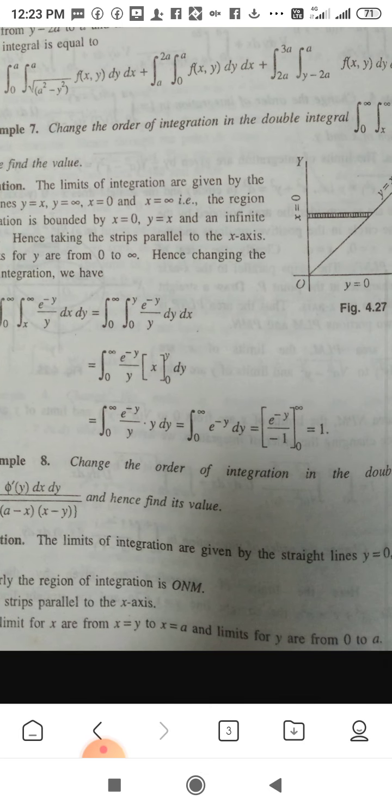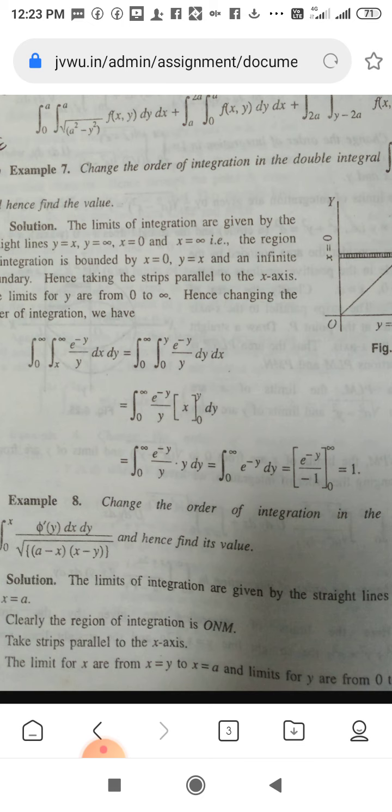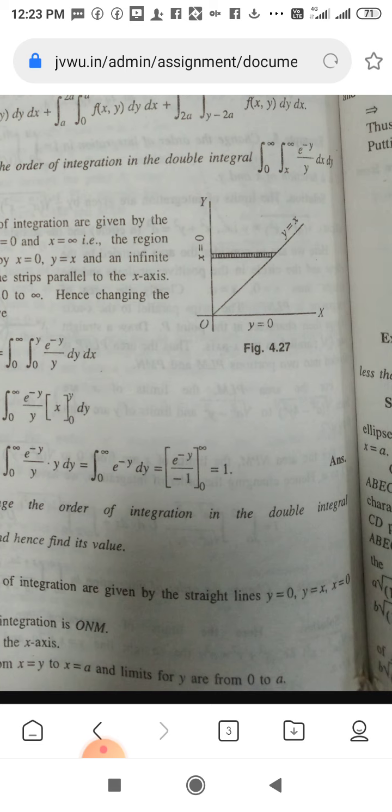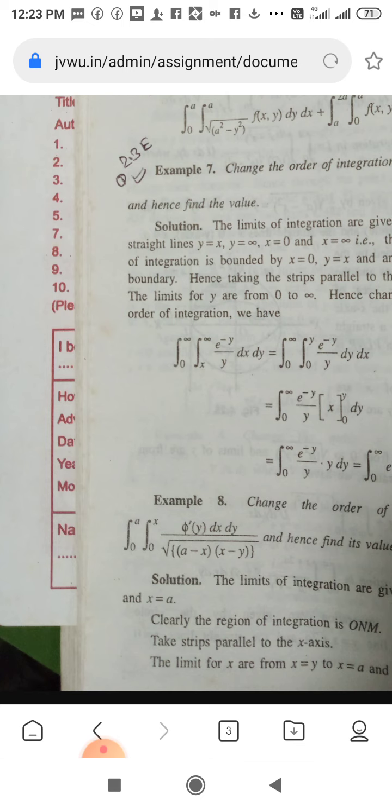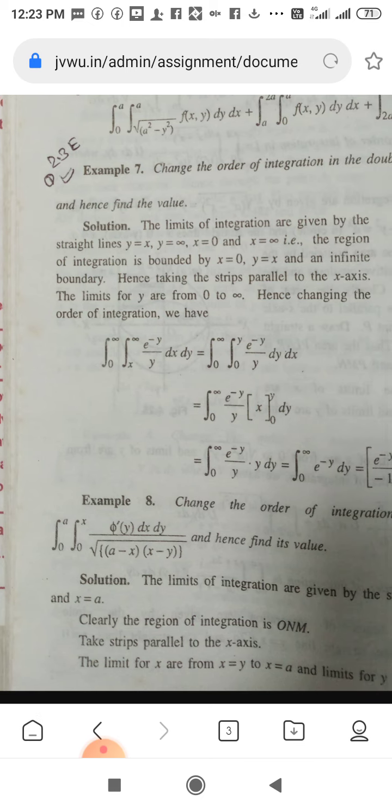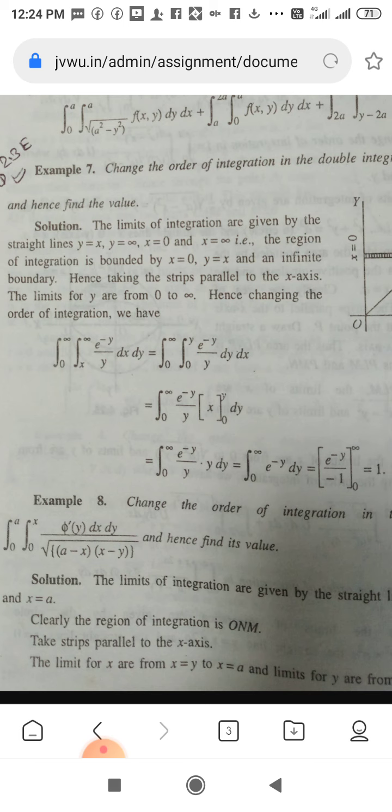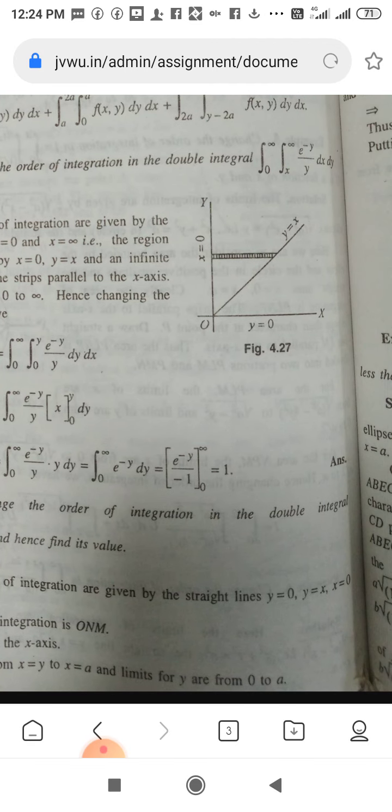So the problem is given in front of you: change the order of integration in the double integral given here, 0 to infinite limit of x and x to infinite limit of y, e to the power minus y upon y dx dy, and hence find the value. The limits of integration are given by the straight lines y is equal to x to y is equal to infinite.